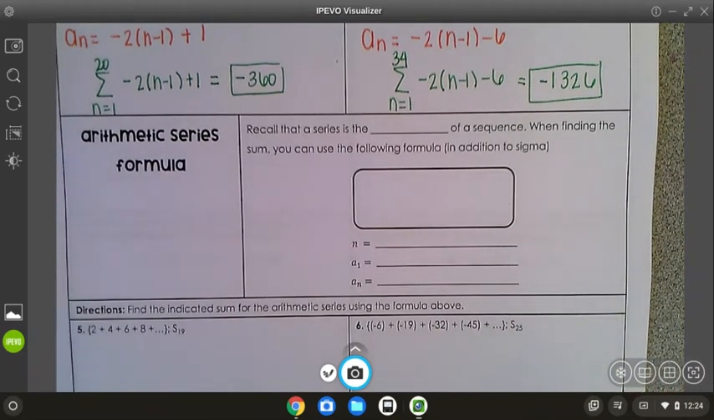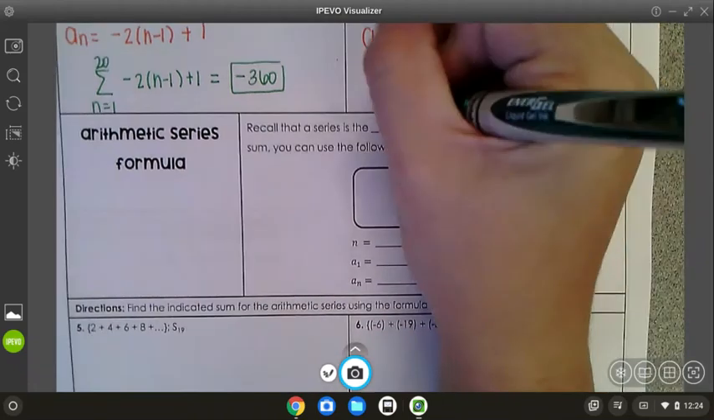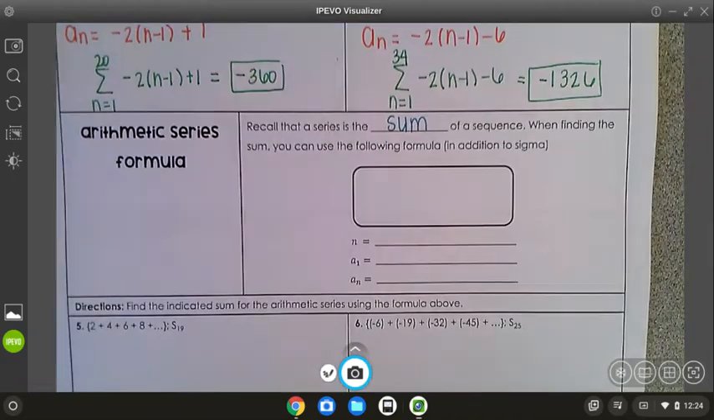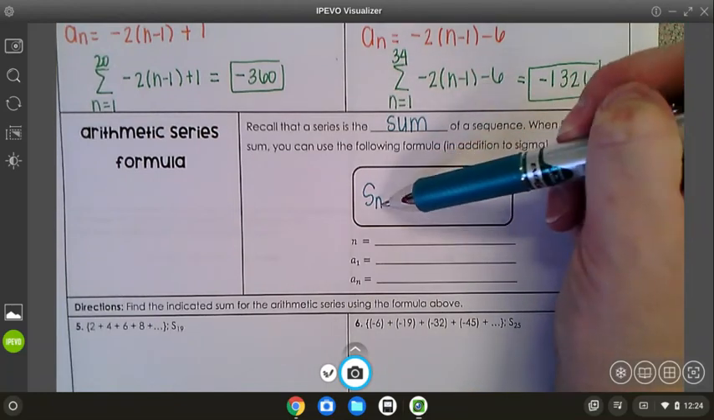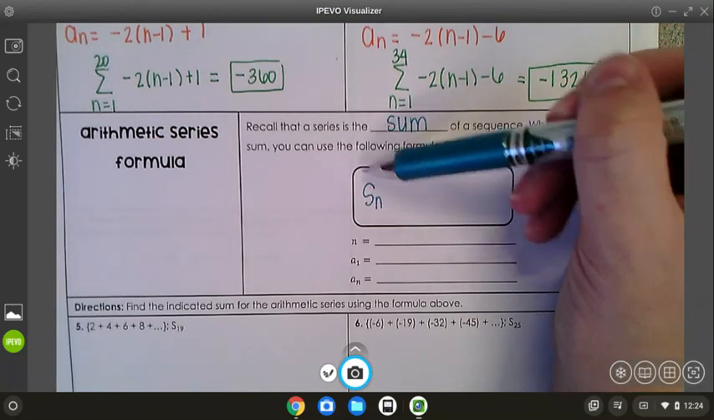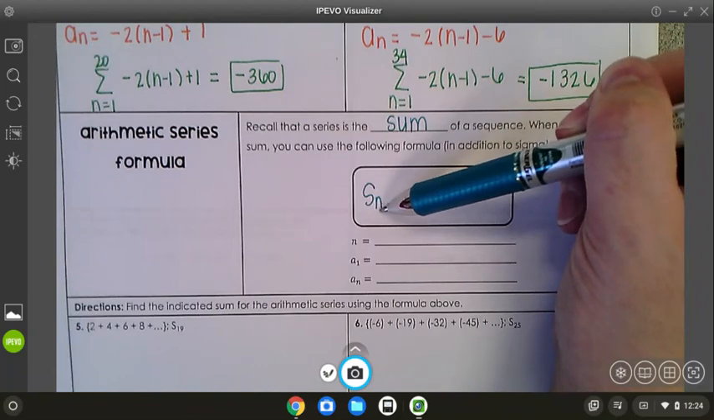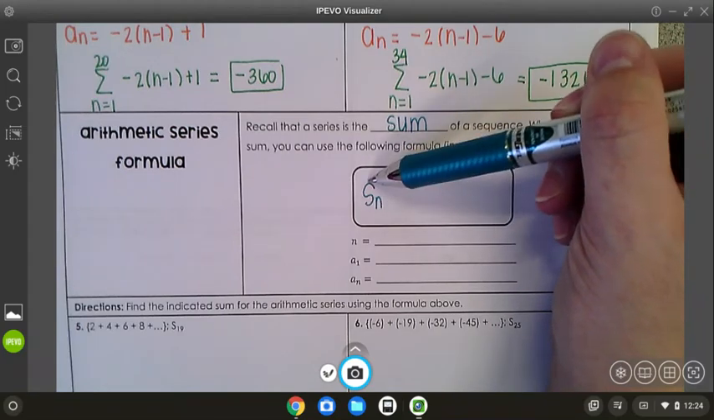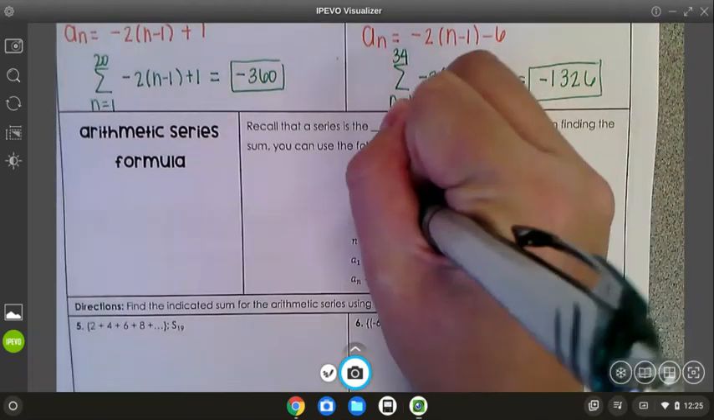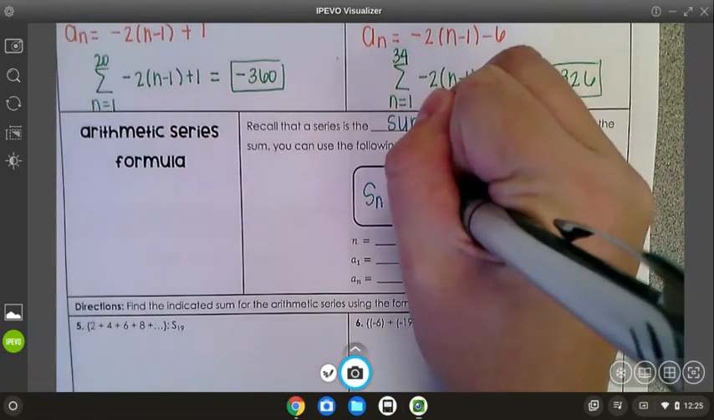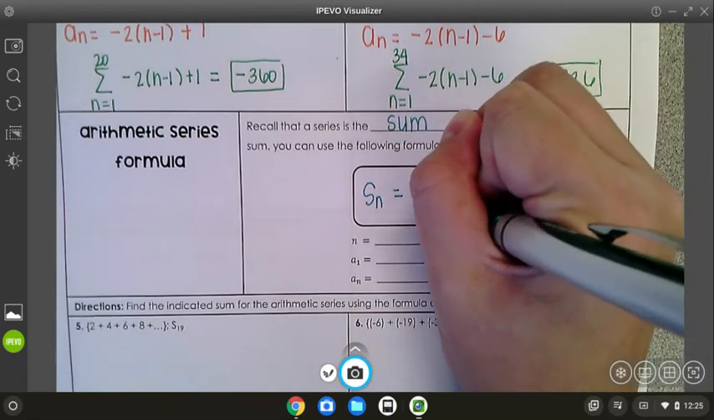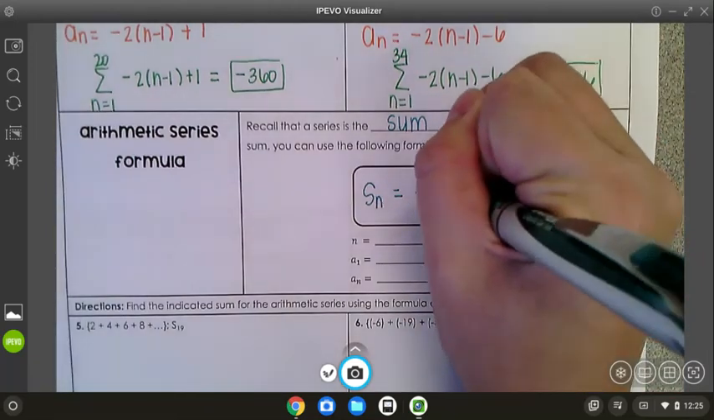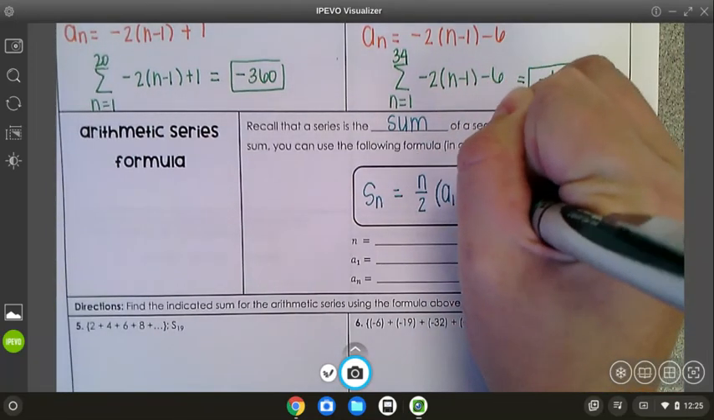So, remember, series is the sum. So here's the formula. Sn. So this means the sum of, if it's S5, the sum of the first 5 terms. S100 would be the sum of the first 100 terms. Equals, all right, it's n over 2 times A1 plus An.